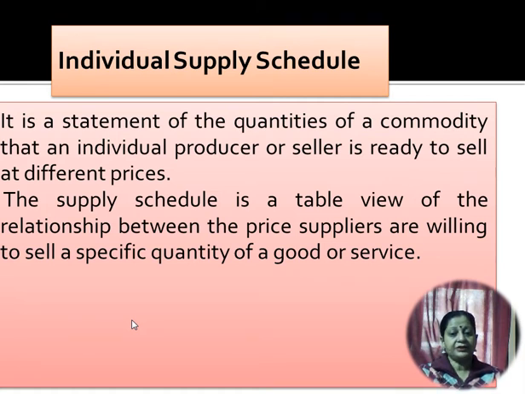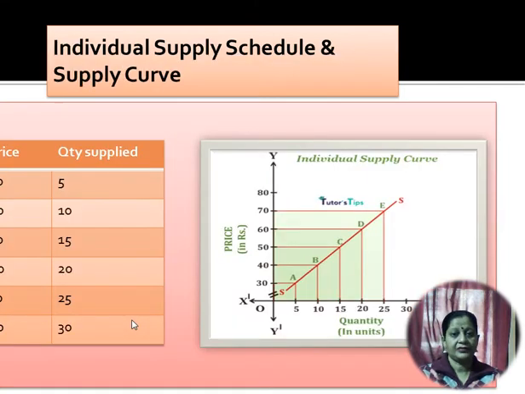The supply schedule is a table view of the relationship between the price and the quantity suppliers are willing to sell of a good or service. That means supply schedule is a tabular representation of the data where we write the price of the goods and the quantity supplied at a particular period of time by the producers or suppliers. So this is the individual supply schedule and supply curve.